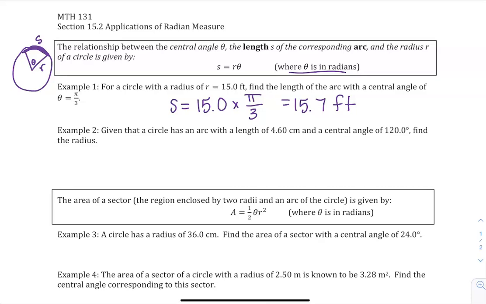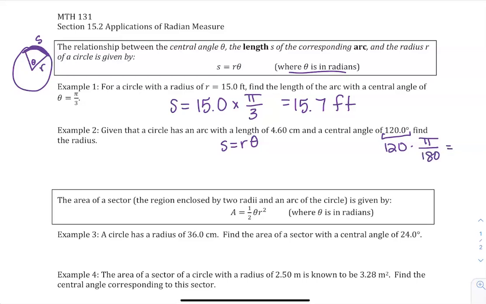Now, let's look at example 2. Given that a circle has an arc length of 4.6 and a central angle of 120 degrees, find the radius. So here, we know the arc length and we know the angle, but we don't know the radius. We're not quite ready to do this problem yet, because the angle is 120 degrees. This must be in radians. So we're going to do pi over 180 here.